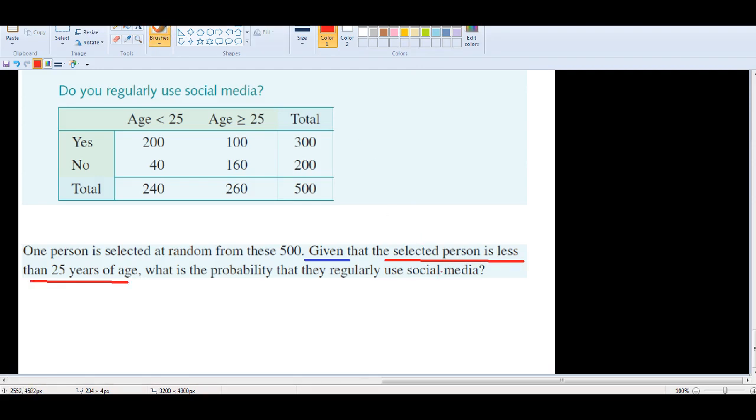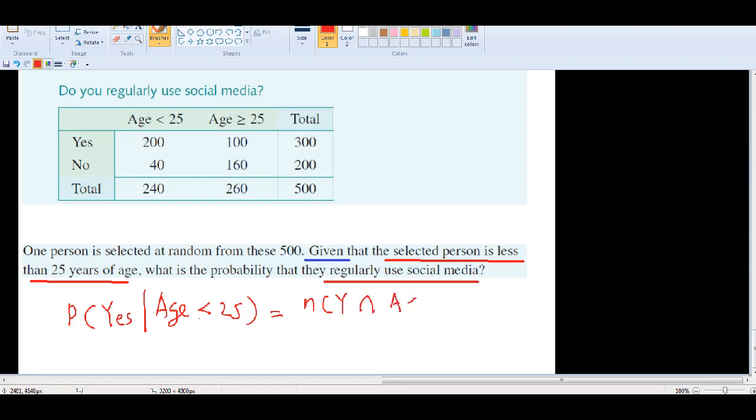The condition now is less than 25 years old. Find the probability they regularly use social media. So the probability is yes, on the condition the age is less than 25. So you need to find yes and age less than 25. How could we find the number of answers which is yes from those younger than 25 years old? It should be this number, and the total number of people who are younger than 25 years old should be this number, 240.